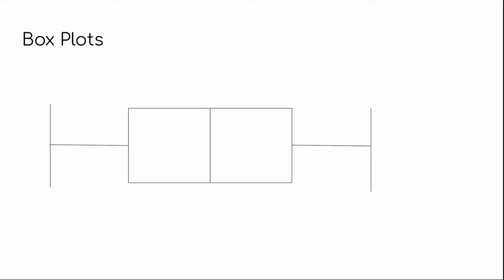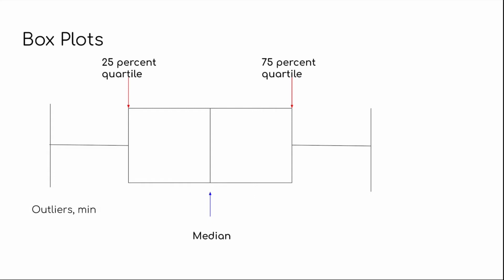So this is the basic structure of a box plot. In the middle we have the median. On the left side we have the 25% quartile, and on the right side we have the 75% quartile. On the left is the minimum, the interquartile range is the box, and the maximum is at the end.